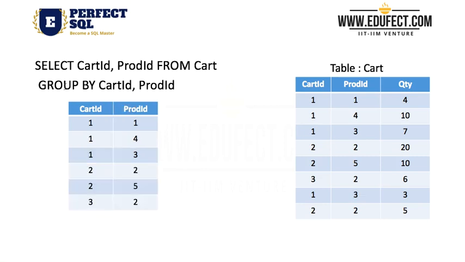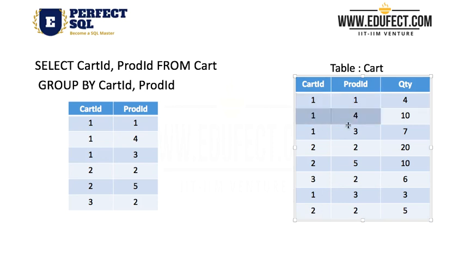We can also group by multiple fields. So here we are grouping by cart ID and product ID, and we are selecting those 2 fields. So now when we group by cart ID and product ID, it means the combination of these 2 values should be unique. So what all will we get grouped? 1 1, will it be grouped with anything? No. So we'll get 1 1.